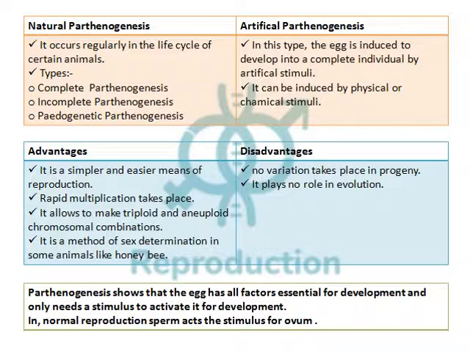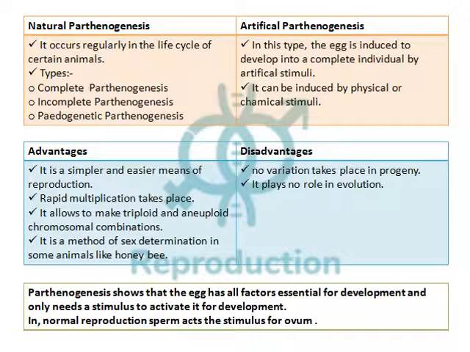Next, we can produce triploid or aneuploid chromosomal combinations. This means that we can have different types of polyploidy. Polyploidy means we can have haploid and diploid organisms of one species. Like in honeybee, sperm and ovums are producing 2 types of structures. When they are fertilizing, they are producing 2n organisms, while when the egg is going through parthenogenesis, it is producing n organisms, that is the male. So we are having 2 types of different organisms.